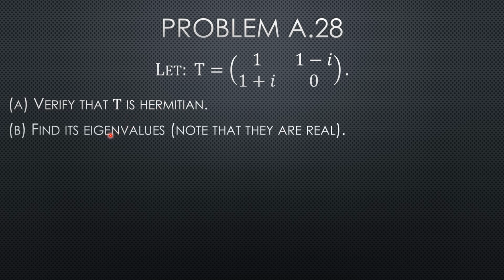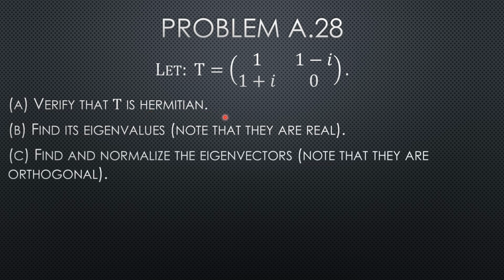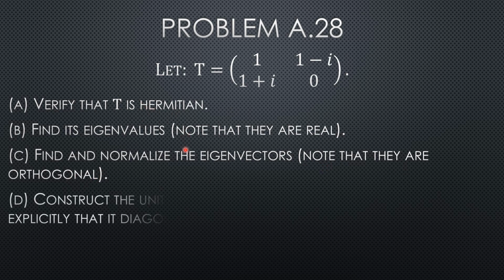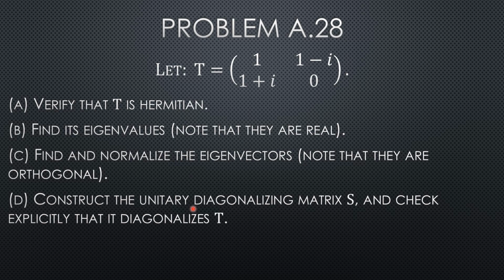In part B, find its eigenvalues. Note that they are real, which is true for any Hermitian matrix. C. Find and normalize the eigenvectors. Note that they are orthogonal, also characteristic of Hermitian. D. Construct the unitary diagonalization matrix S and check explicitly that it diagonalizes T.